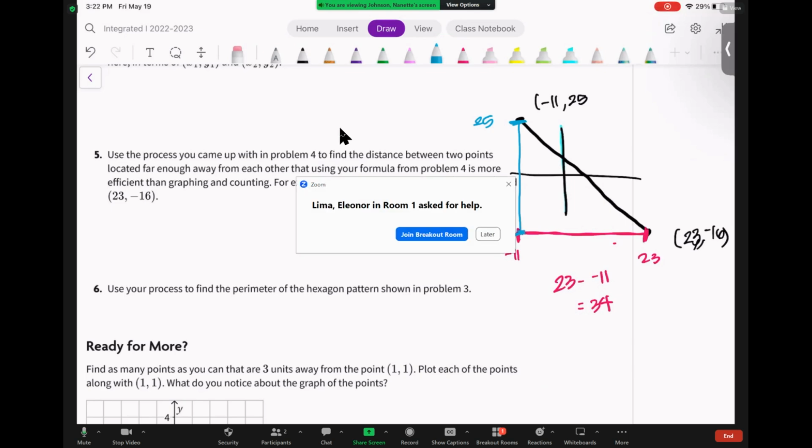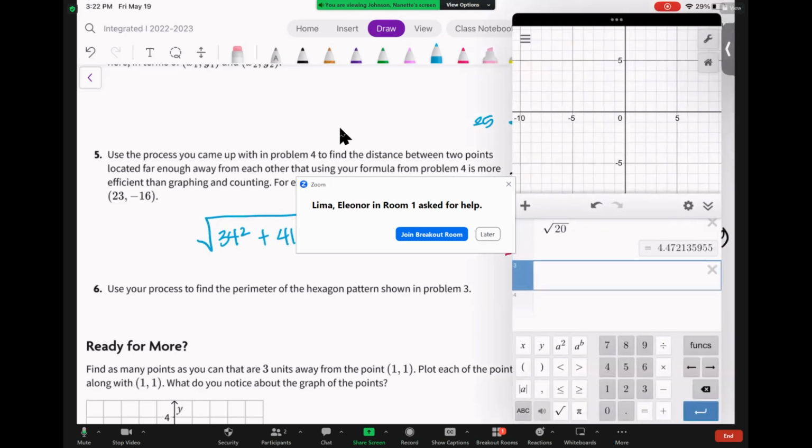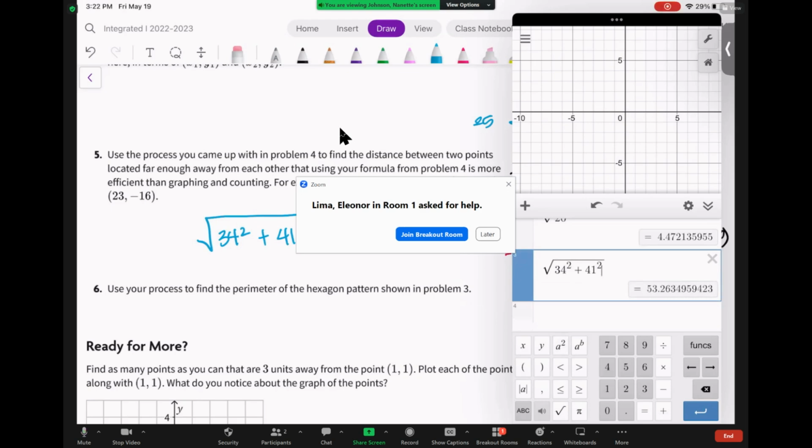So then I'm going to use 34 squared plus 41 squared, and then I'm going to square root it, and that's the distance. And I'm going to plug all of this into my calculator because I don't want to make a mistake. So 34 squared plus 41 squared, and it's about 53.3.